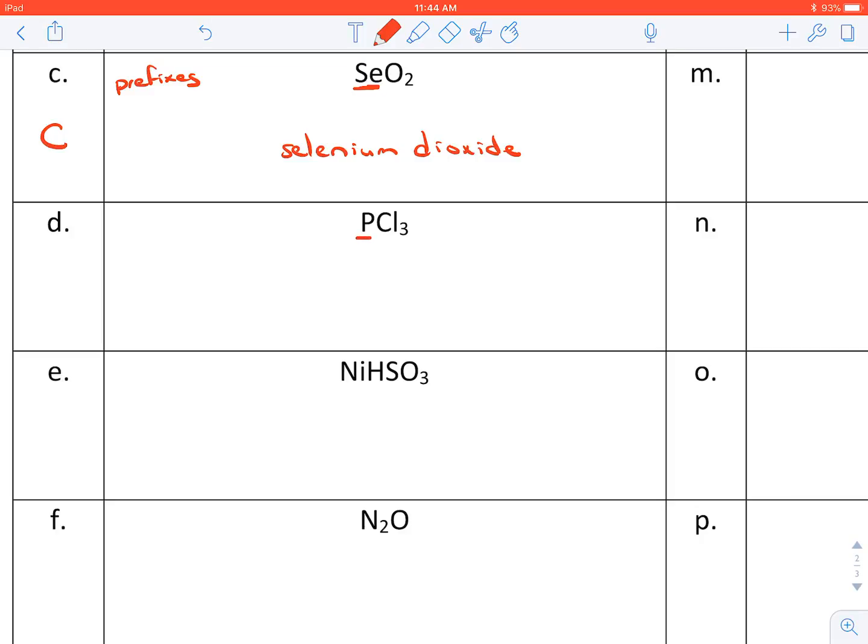We go to PCl3. P is also under the covalent area, so again, we just use prefixes. We only have one phosphorus, but we never use mono on the first one, so we're just going to say phosphorus. And then we have 3 chlorines, so we're going to say trichloride.